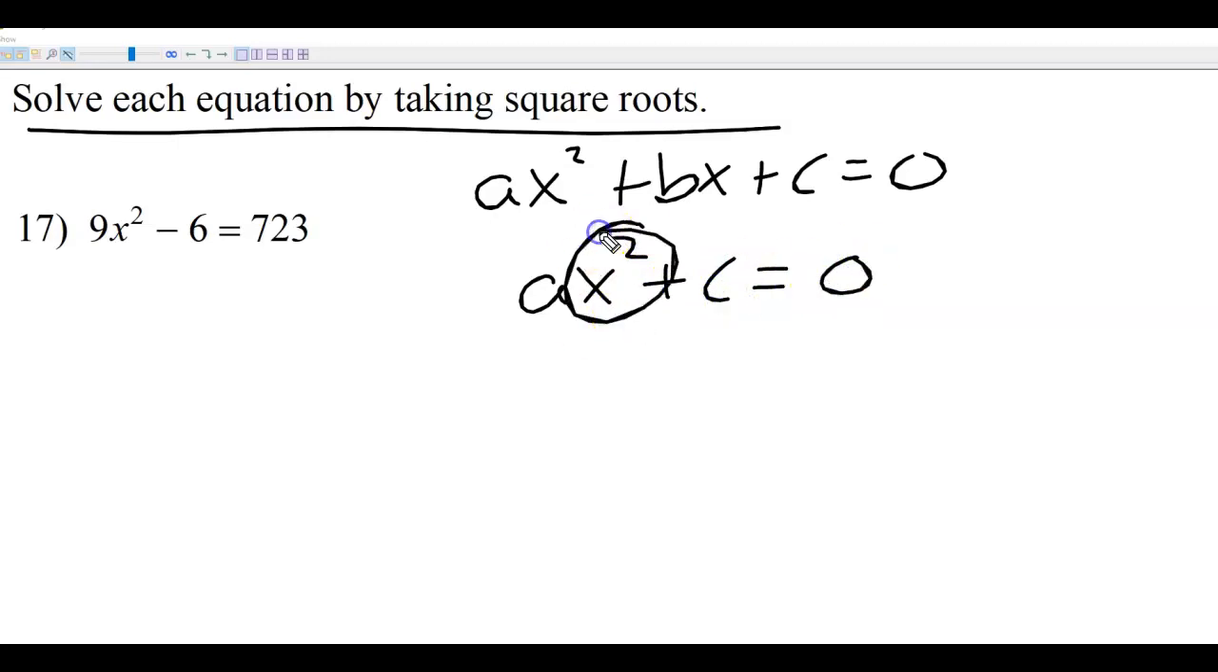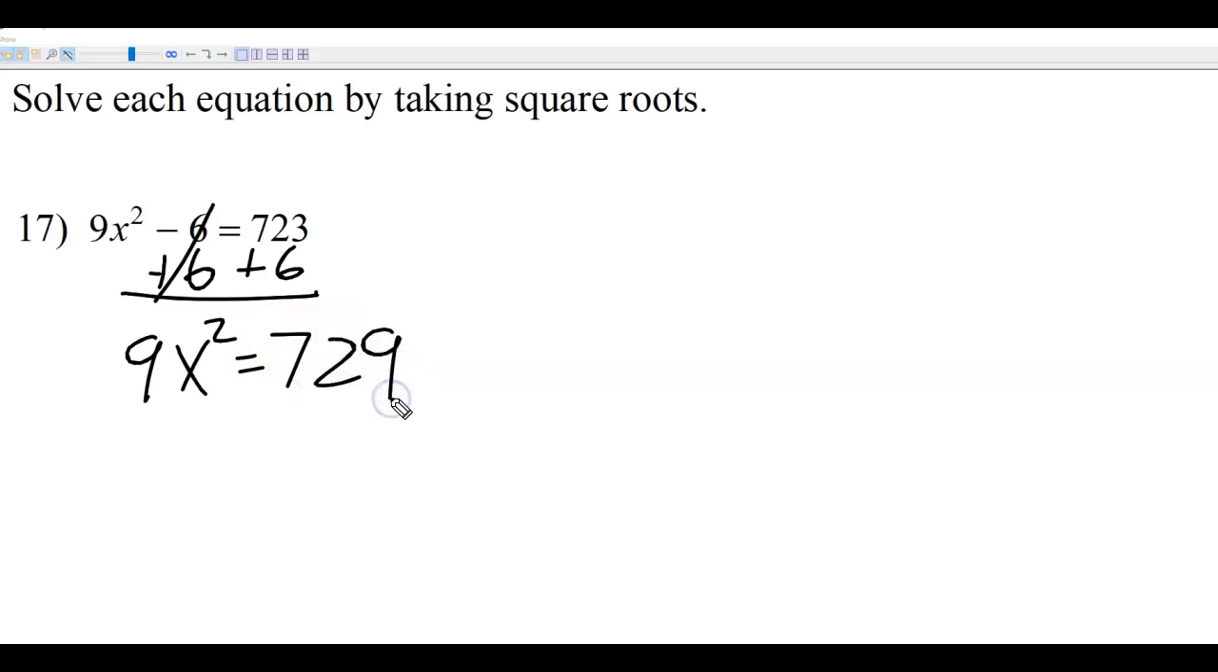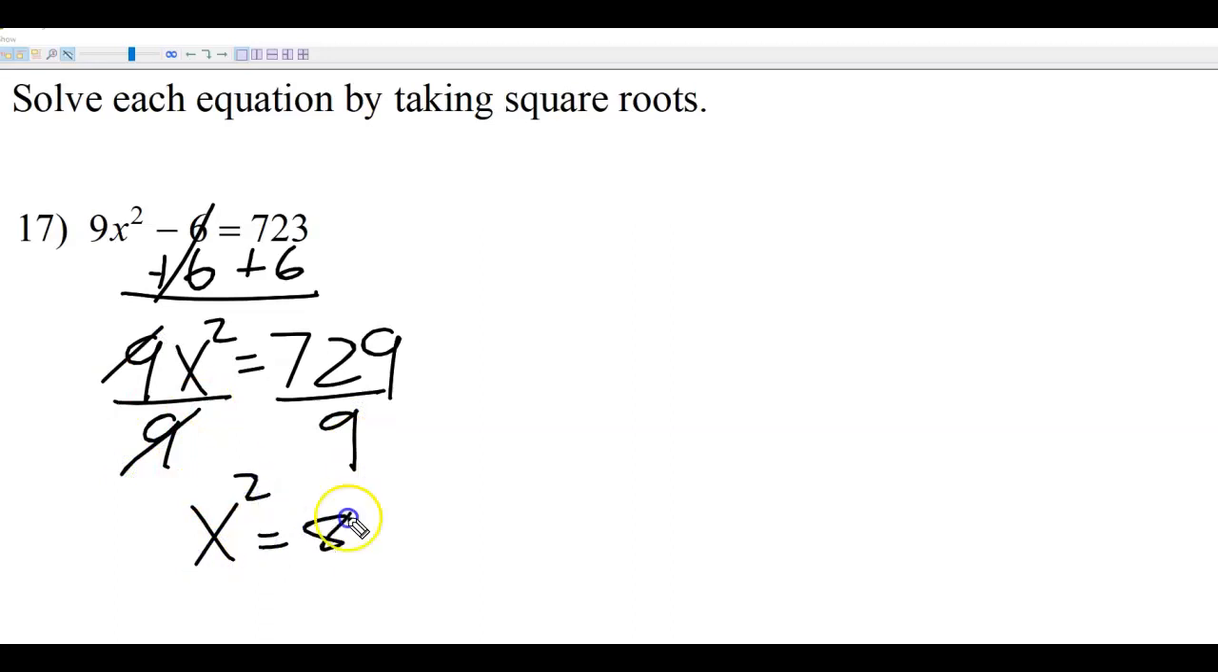When you have just an x squared and you don't have the middle x number there, you can solve this just doing some basic algebra instead of doing the quadratic formula. So I'll show you what I mean by that. Just get the x by itself. Step 1 is to add the constant number to the other side. Step 2, if there's a coefficient, divide it out. Step 3, take a square root.